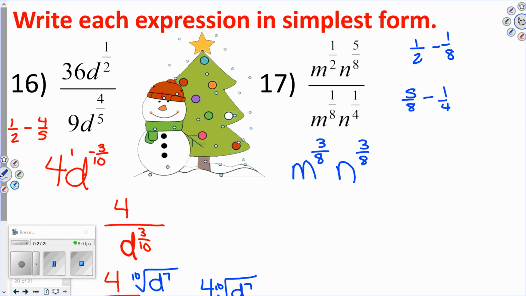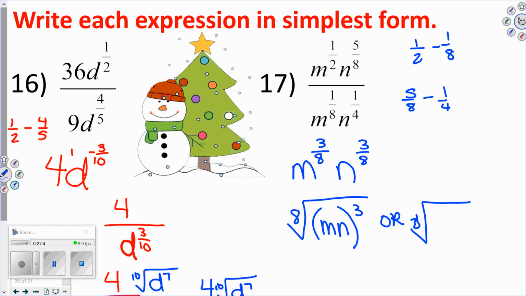Can they go under together? Yeah, since they're both 8th roots, I can put them under together. Okay, you could write this 2 different ways. So you said mn cubed, or the 8th root of m cubed, n cubed. Either way is fine. But now, what if they had different denominators and they weren't both an 8? Then they'd be separate radicals.